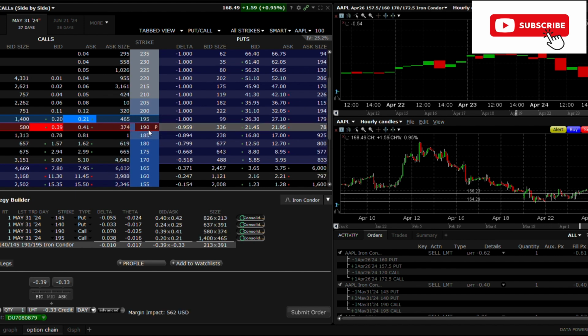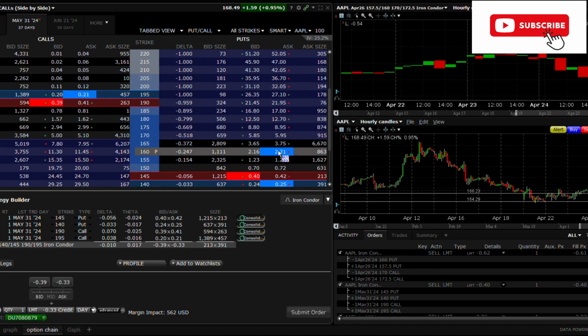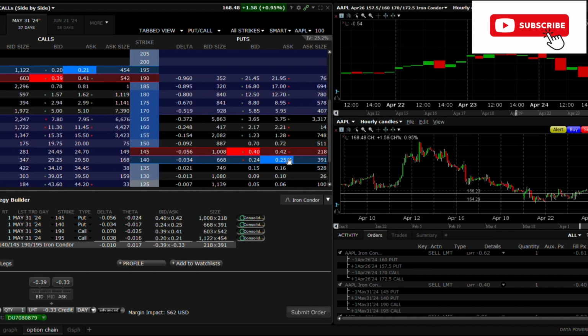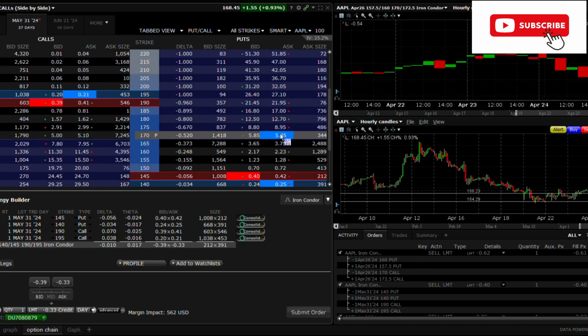So I sold a call for 190, I bought a call for 195. On the put side, I sold a put at 145, and I bought a put for 140. This is to manage the risk that is coming from selling these options. So this is how you open an Iron Condor.